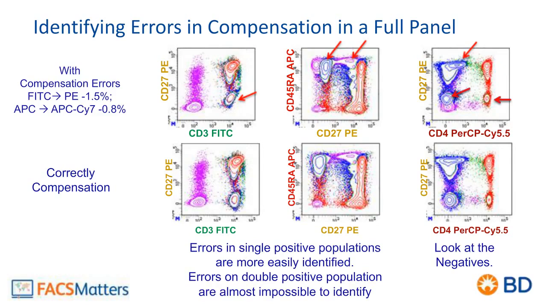So just in general, when looking for compensation errors, we talked about this last time a little bit, but the place to look for compensation errors is, one, single positive populations, things that are along the axis. So if you look at the upper right-hand panel, you can see that the population is being pulled off the axis. We'll talk about that a little bit more. And then the other place to look very often is on your negatives. When you see populations being pulled away from your negatives, that's often due to a compensation error. In general, with bright double positives, it's almost impossible to inherently tell if they are or are not correctly compensated. So you're not going to be able to tell if something's a little bit more positive or a little bit more negative because of inappropriate compensation.